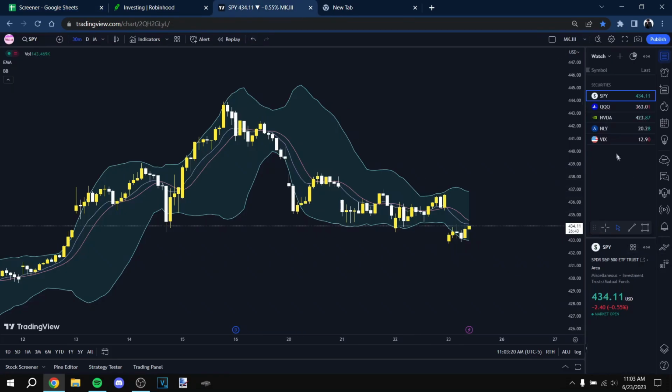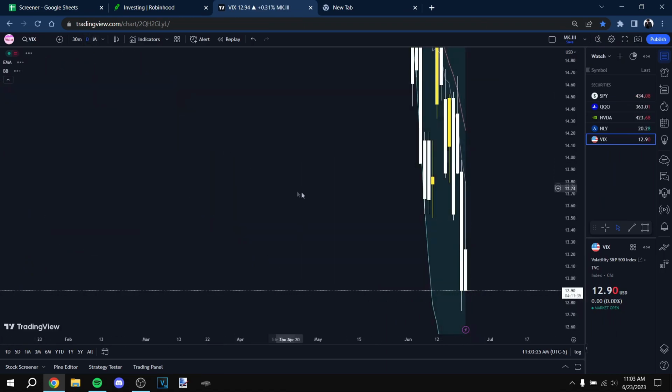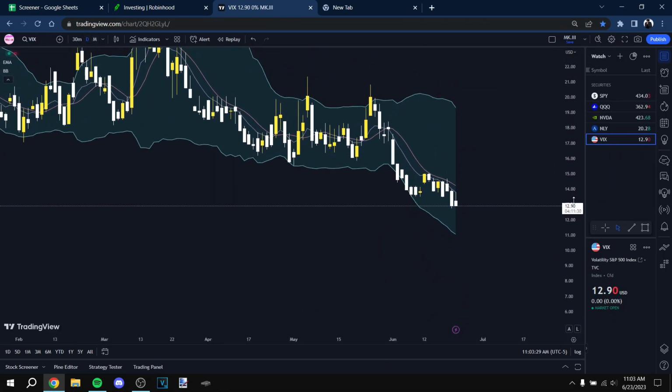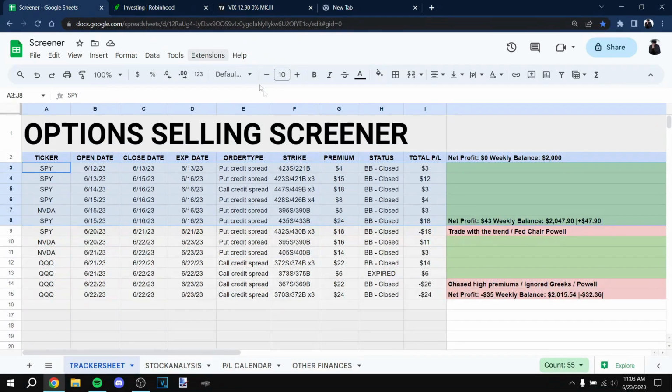And I'm going to pull up the VIX. I've started using the VIX recently, so let me go on the daily chart. And as you can see, it's taken a bit of a turn now. It's all the way at 12.9, so there's literally no IV in SPY. But this was on 6/12 through 6/15.